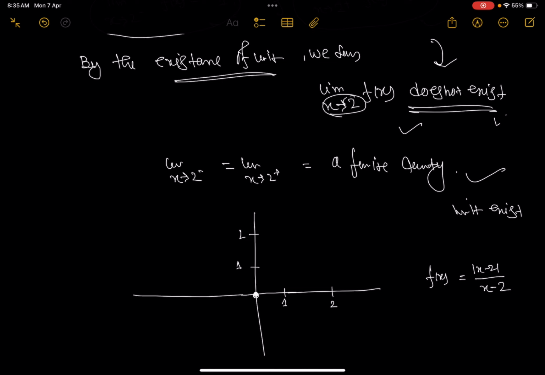Right hand limit, what is the right hand limit? The right hand limit is 1, the left hand limit is -1, but at the point 2, the limit does not exist. So when we take the left hand limit, this goes to 1, this goes to 2. We consider that for this case, at the point 2, the function does not exist.